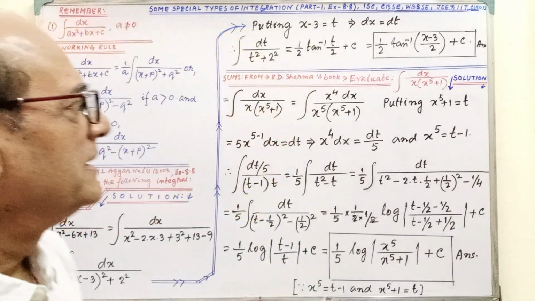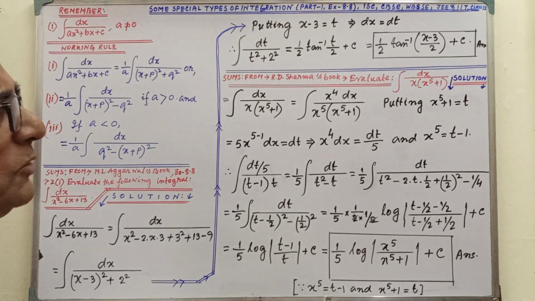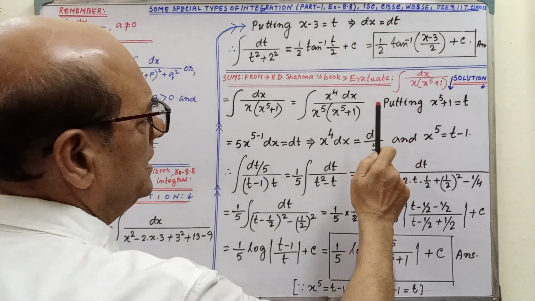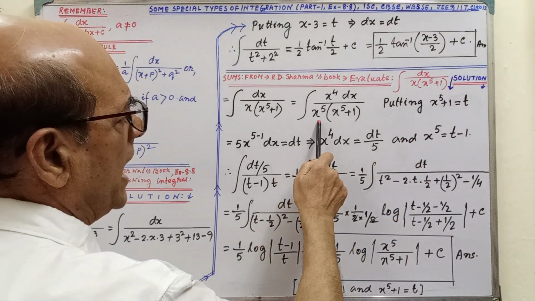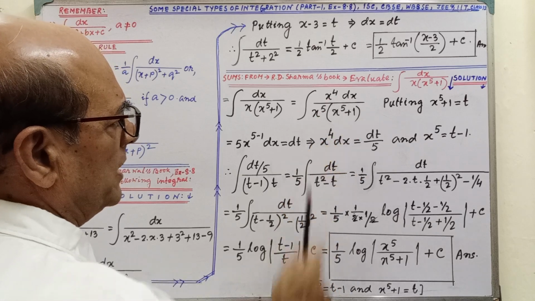Next sum. Sum given from R.D. Sharma's book. Evaluate this solution. Sum is written here clearly. After writing the sum, we have to simplify. That is x to the power 4 dx, x to the power 5.